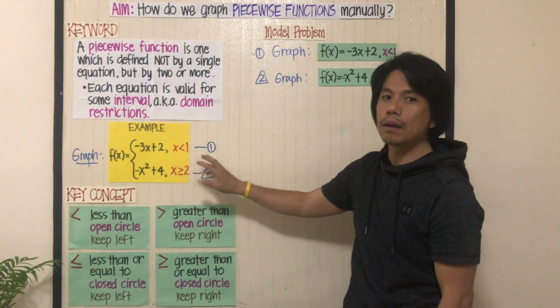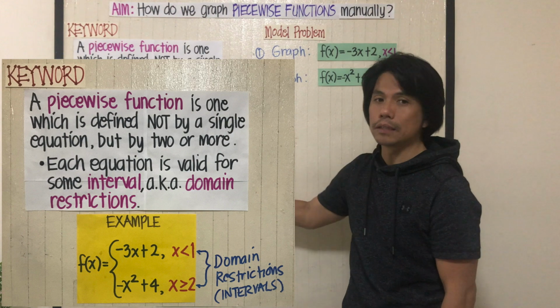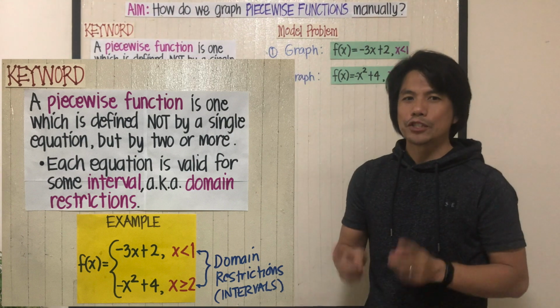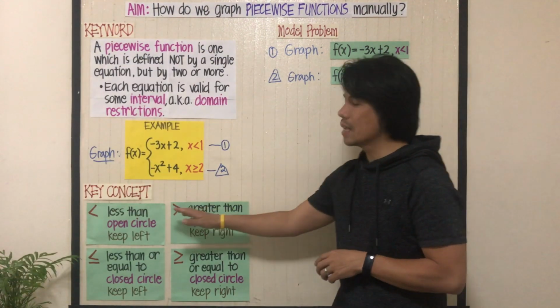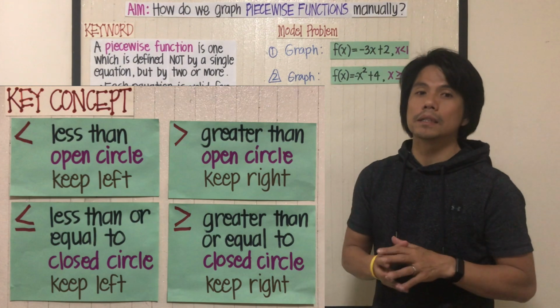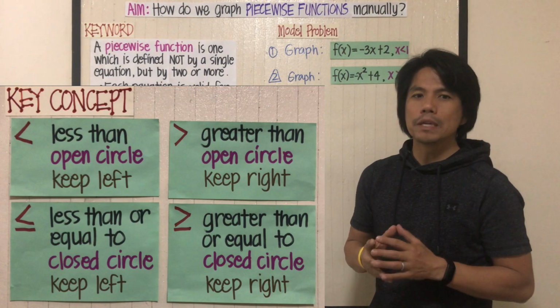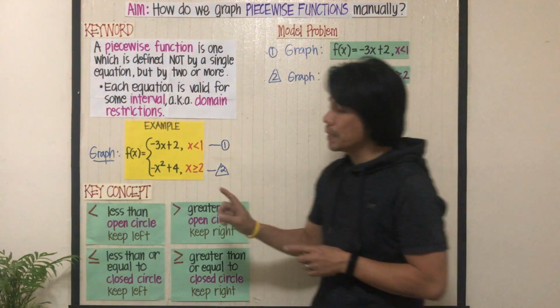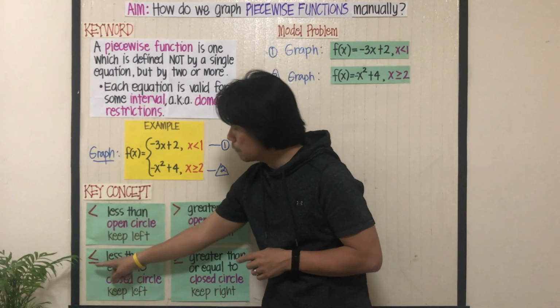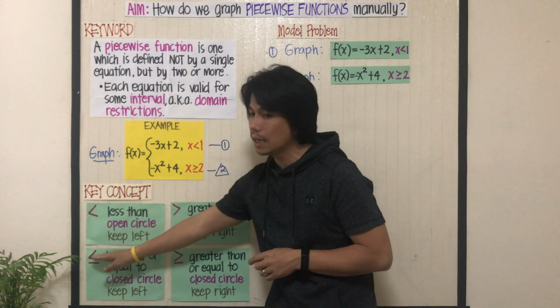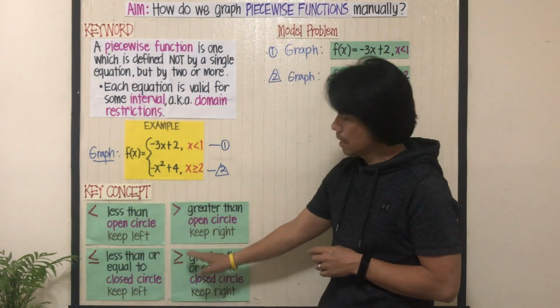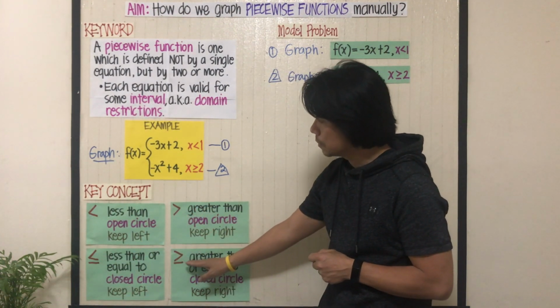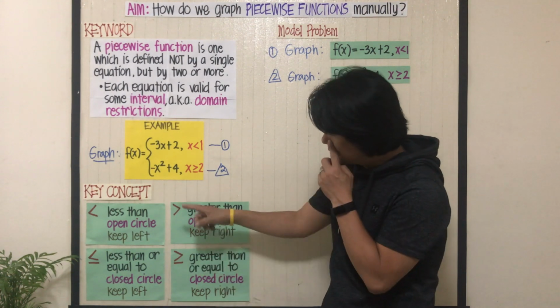I'm going to teach you how to do this later. Let's dive into the key concepts. These key concepts are the mathematical rules that we need to follow so that we can achieve our aim. I'm pretty sure that most of you are familiar with the four symbols here: less than, less than or equal to, greater than, greater than or equal to. Let's take a look at one of those.